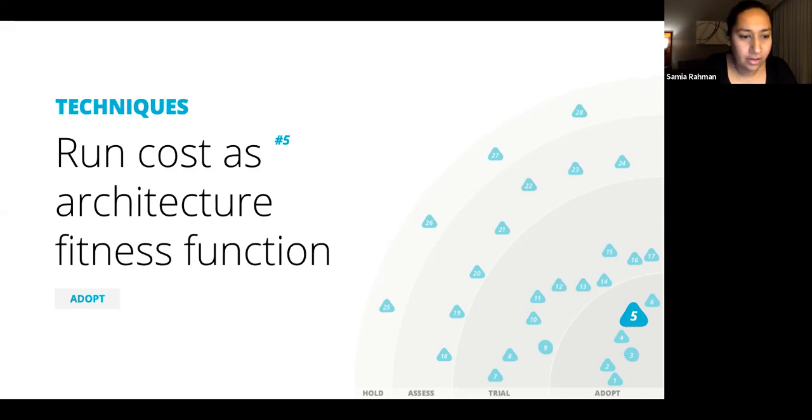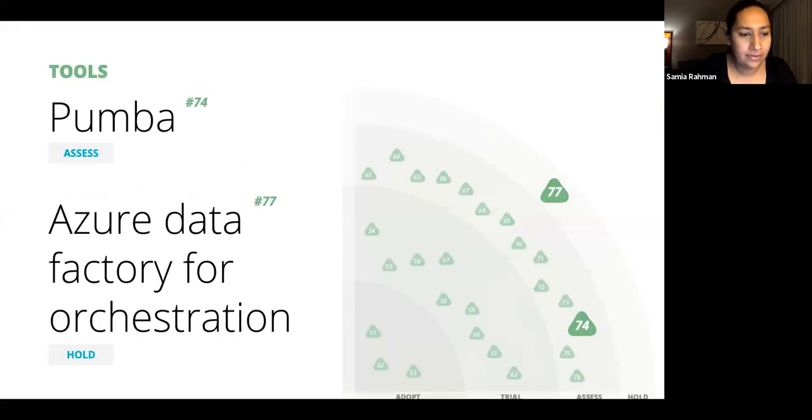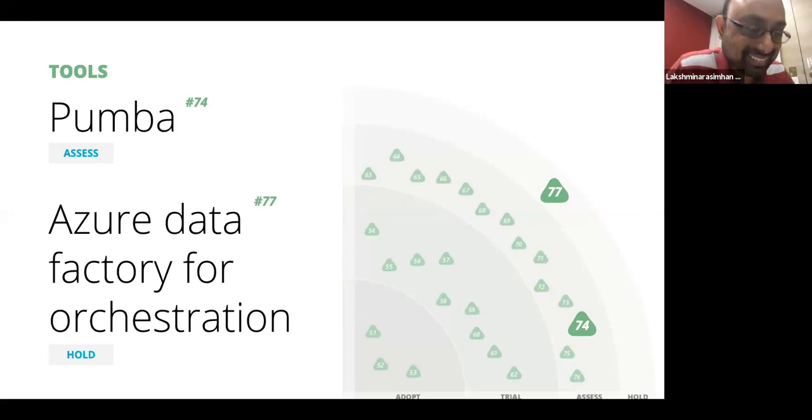So moving on to the next blip, it's Pumbaa, I believe. Sudarshan, could you tell us what that is? Interesting name. Yeah, it is, isn't it?